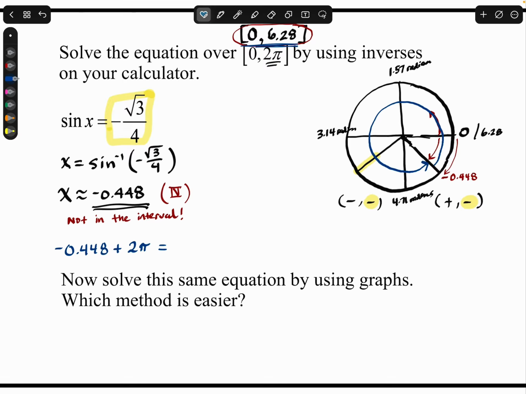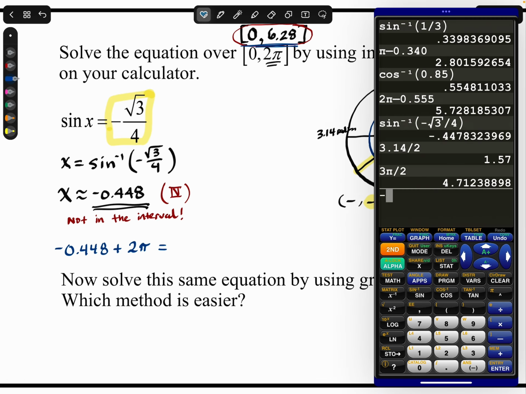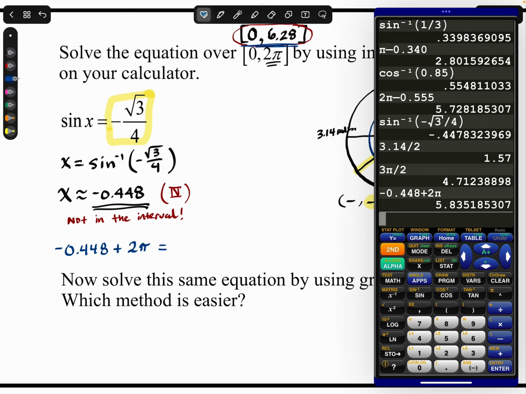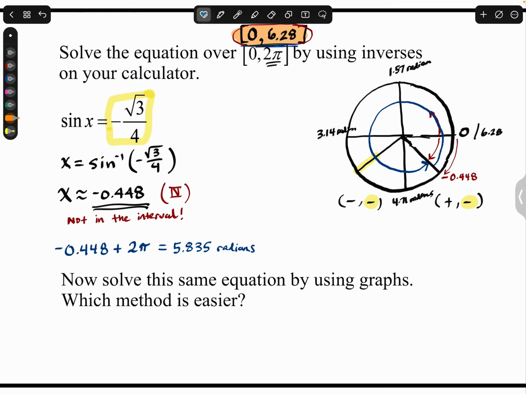So pull out your calculator and do negative 0.448 plus 2 pi, and you see we get about 5.835 radians, right? And you see that falls in this interval that we've got up here. It's between 4.71 and 6.28, so it seems like that's right. So there's one of our answers.